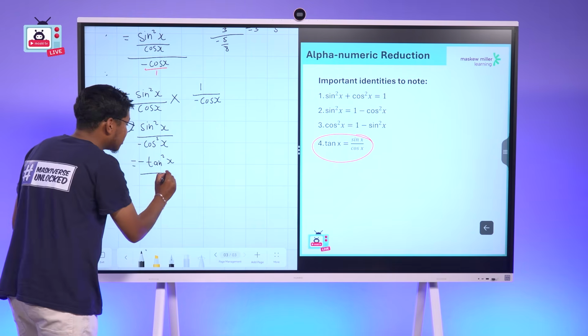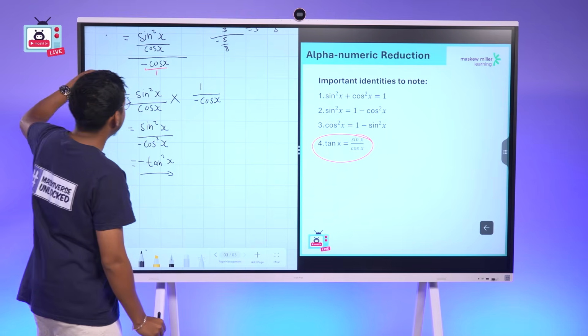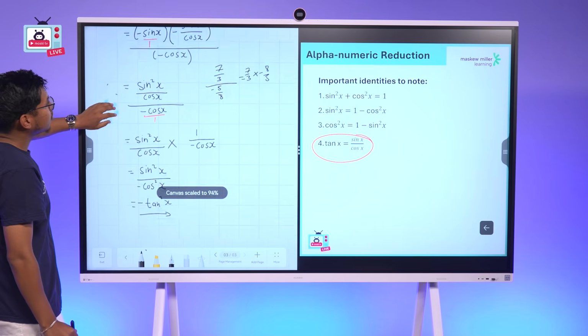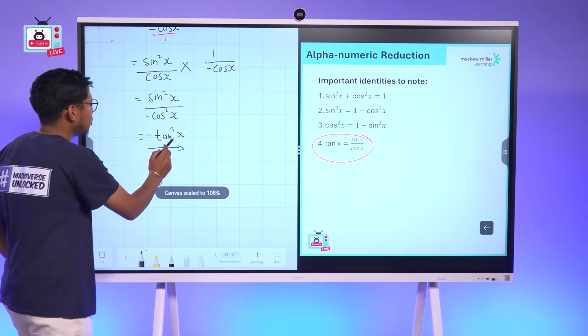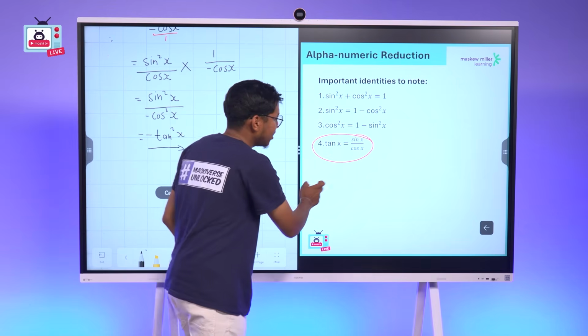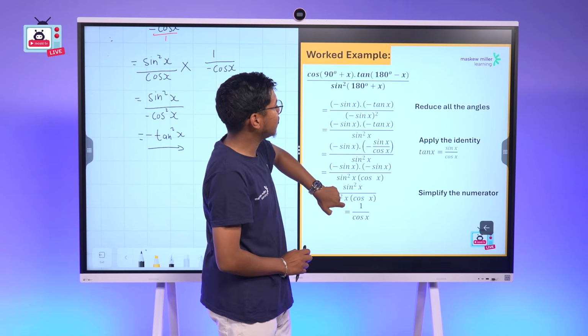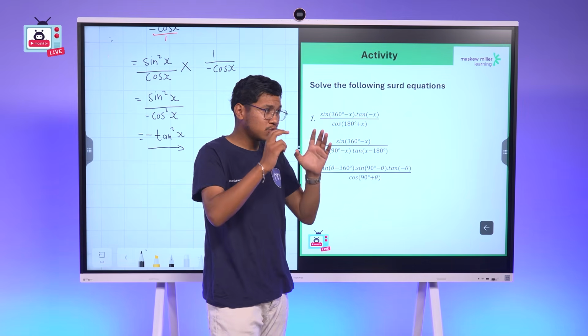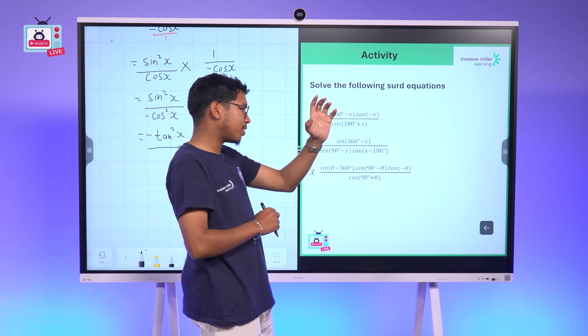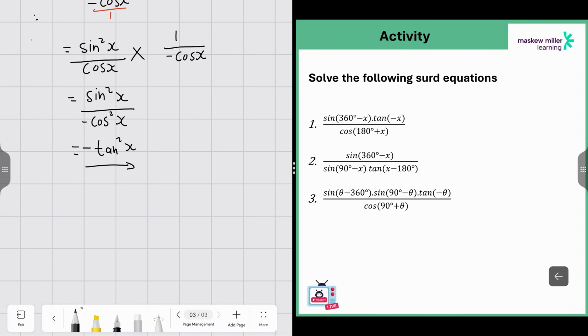And we have reduced this very complex looking trig expression into a very simple looking trig ratio, and that is my answer, okay? There were 2 more given for you to do, so please use your reduction formula and use your trig rules, use your Cartesian plane, apply it to this, and then try to solve the problem on your own, okay?